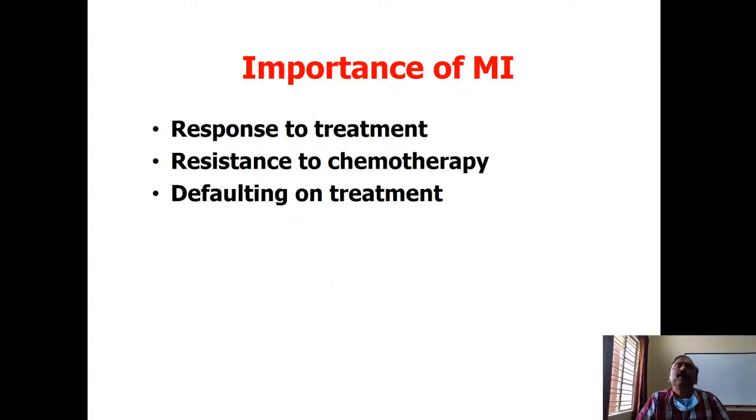But the importance of the morphological index is that the response to treatment or the resistance to chemotherapy is something which we can make out from it. And also those people who are defaulting on treatment, because you will have a larger number of solid staining organisms in all these cases. If the response to treatment is poor, or there is resistance to chemotherapy, or there is a default on treatment, you will find that the morphological index is becoming poorer.